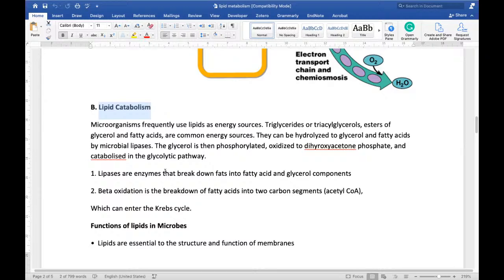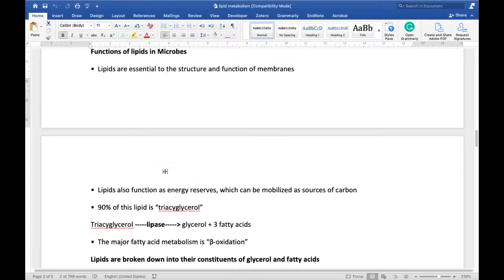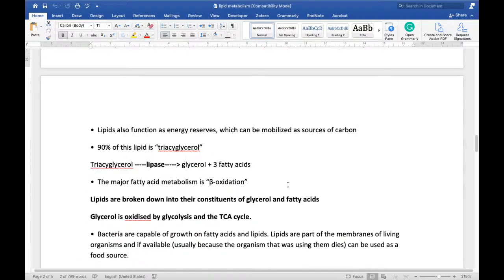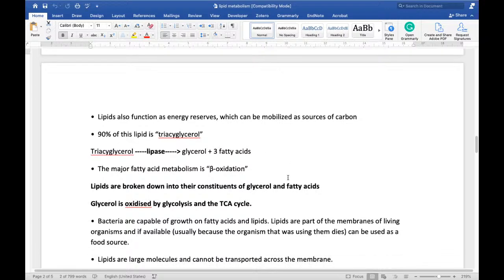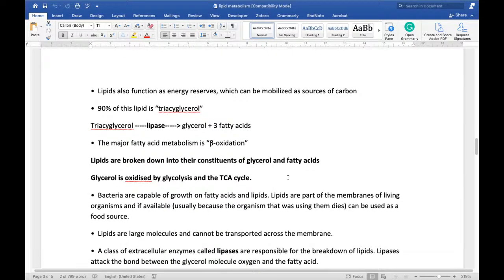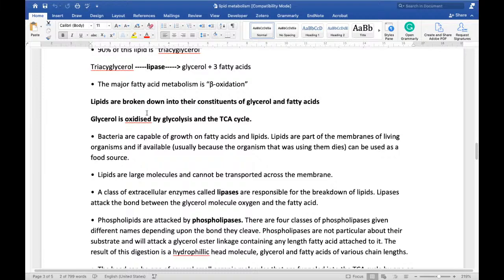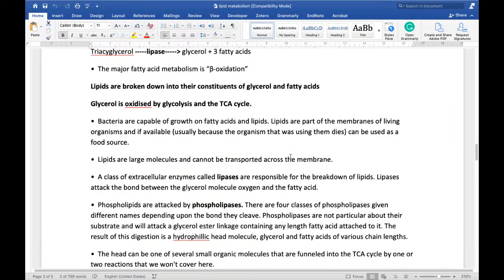Functions of lipids in microbes: they are essential for the structure of the membrane, they reserve energy, and they can be a source of carbon. 90% of lipid is triacylglycerol, and triacylglycerol produces glycerol plus 3 fatty acids. The major fatty acid metabolism is beta oxidation. So lipids are broken down into the constituents glycerol and fatty acids. Glycerol is oxidized by glycolysis and the TCA cycle.